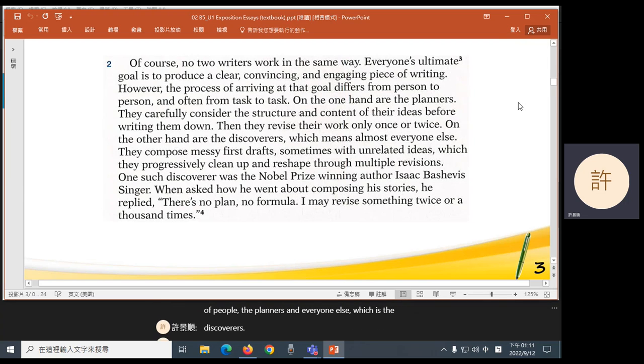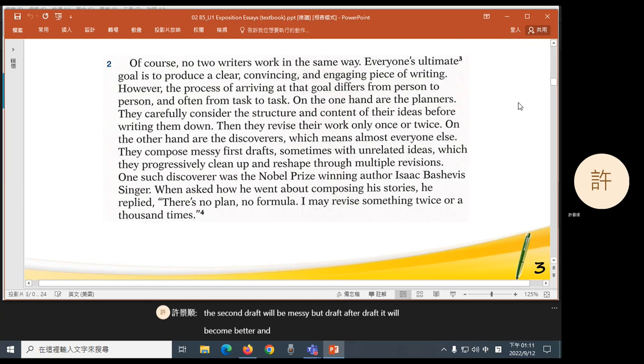"They compose messy first drafts, sometimes with unrelated ideas, which they progressively clean up and reshape through multiple revisions." So if a planner is someone who thinks very carefully and writes in a very well-prepared state, a discoverer, we say, thinks on the page. They think by writing. So the first draft will be messy, the second draft will be messy, but draft after draft, it will become better and better.